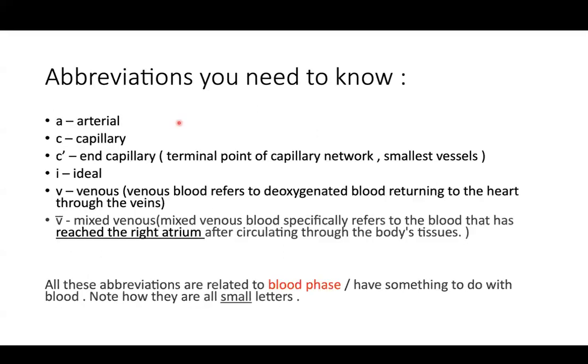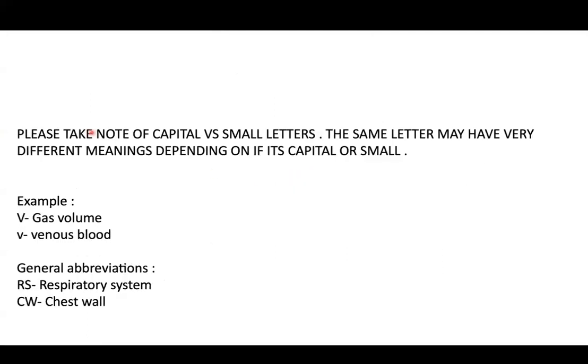That's all you need to know for the abbreviations and the symbols. So now we're done with the language that we're going to use for this lecture, and we're just going to move towards the actual lecture now. Okay, so just the same thing, please take note of the capital and everything. And then we have some general abbreviations, which is RS means respiratory system, and CW means chest wall. We won't really be using them too much today, but in future lectures, definitely very important.